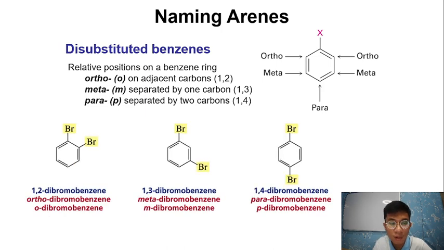Go back tayo kanina, yung 1,2 dibromobenzene, 1,3 dibromobenzene, and 1,4. So, 1,2 ortho dibromobenzene, O dibromobenzene. 1,3 is meta or M, then 1,4 is para or just P. Okay? So, dun sa mga benzene natin, sa mga pairing natin, madaming possible namings. So, you use the number, the exact ortho, meta, para, or you just use the single letter, O, M, or P.